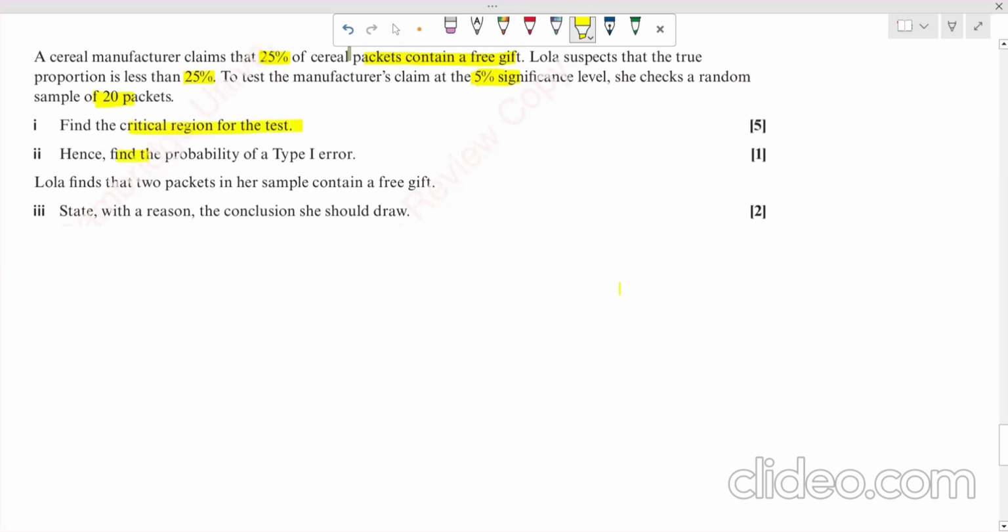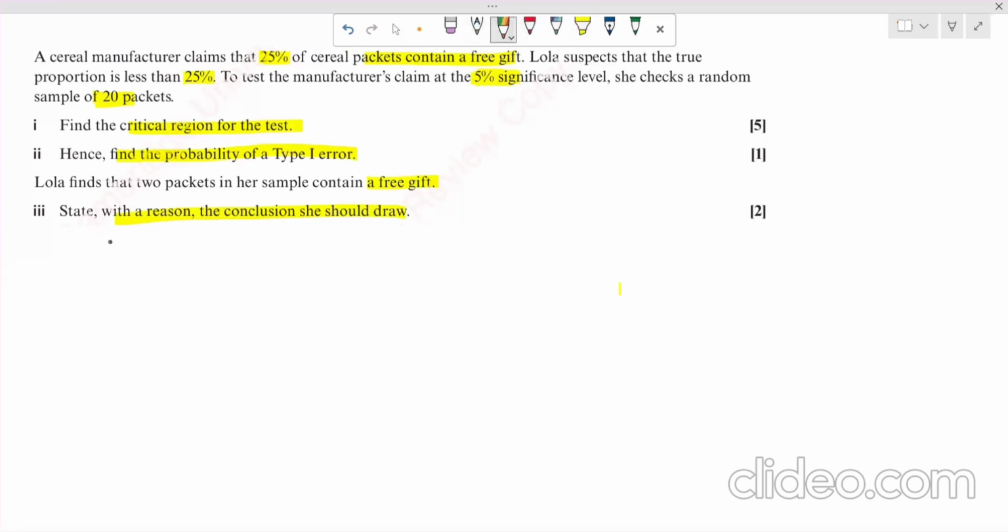Also find the probability value to see where the critical region lies. And Lola finds that two packets in her sample contain a free gift. State the conclusion she should draw. This is a very simple question.